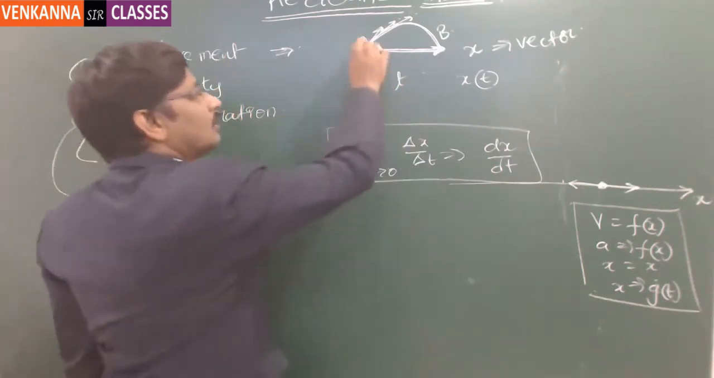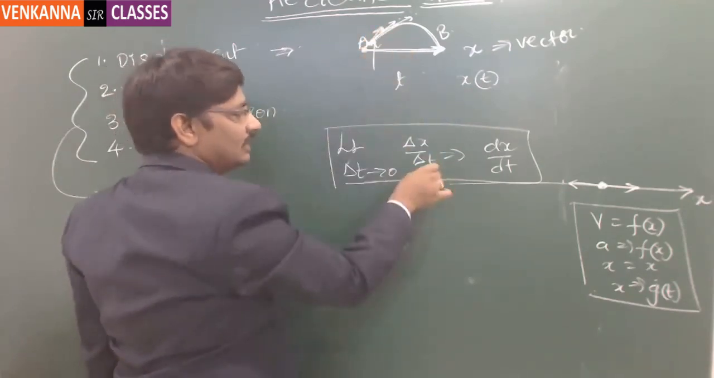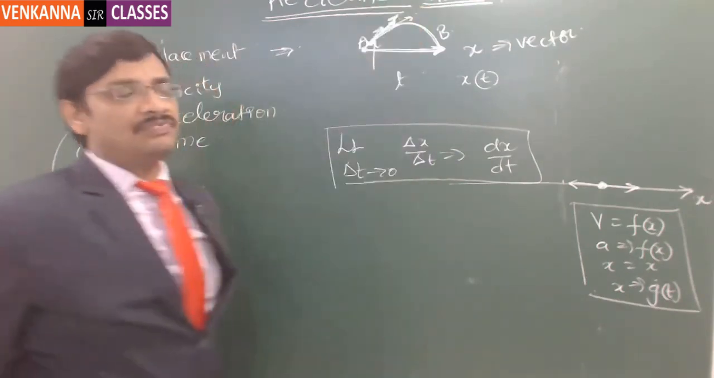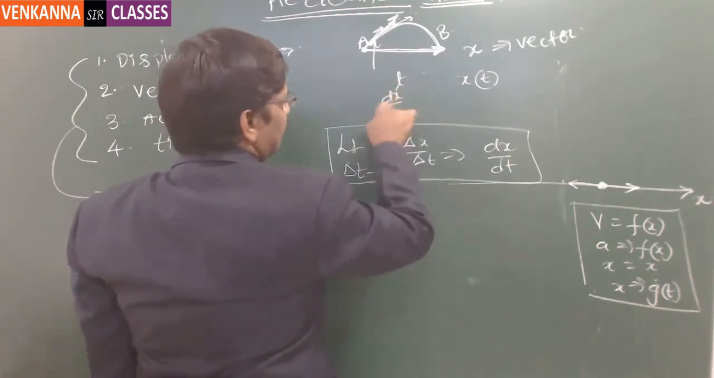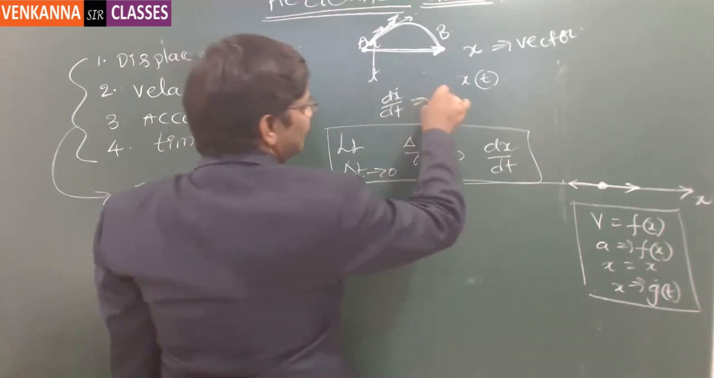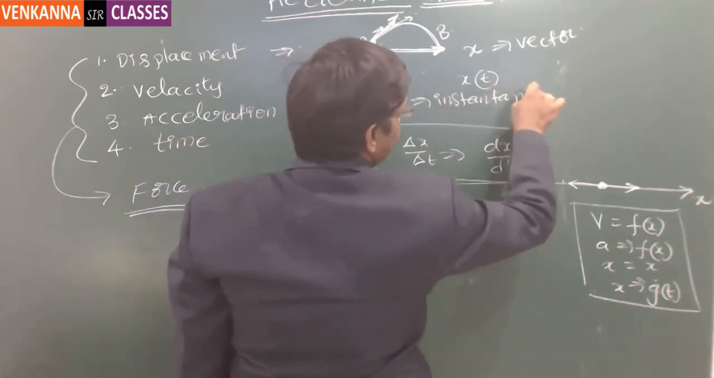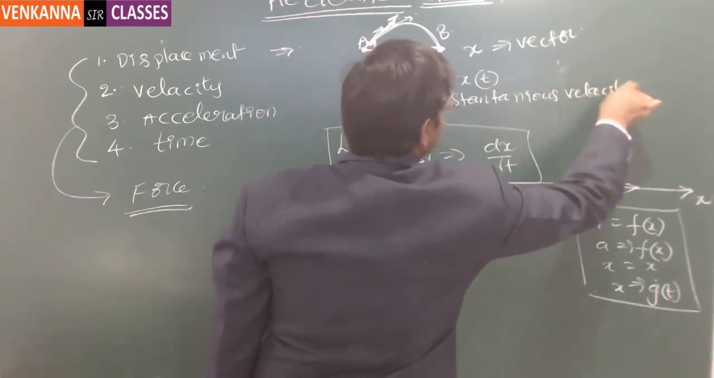So from here to here, when it is traveling at any point of time, if you calculate dx by dt, which is nothing but the slope of the tangent drawn in this particular direction, this is the instantaneous velocity at this location at any time t. So at t, if you calculate, this is the instantaneous velocity.